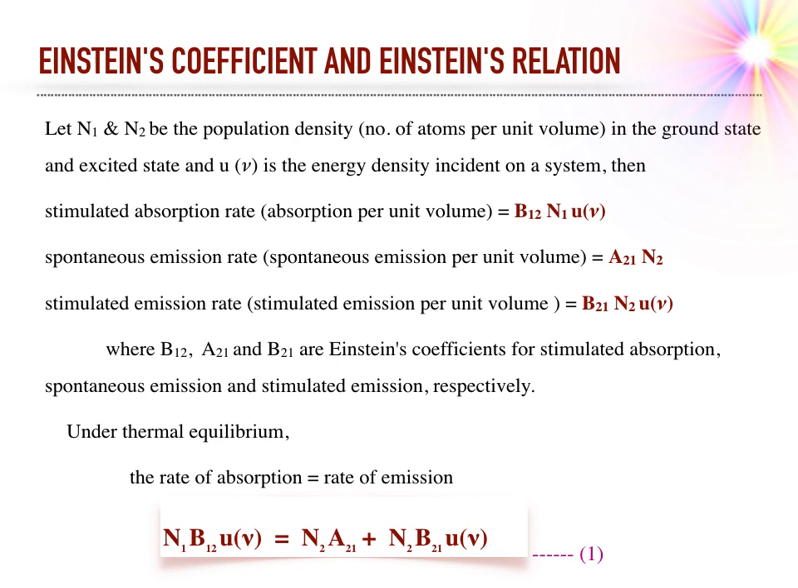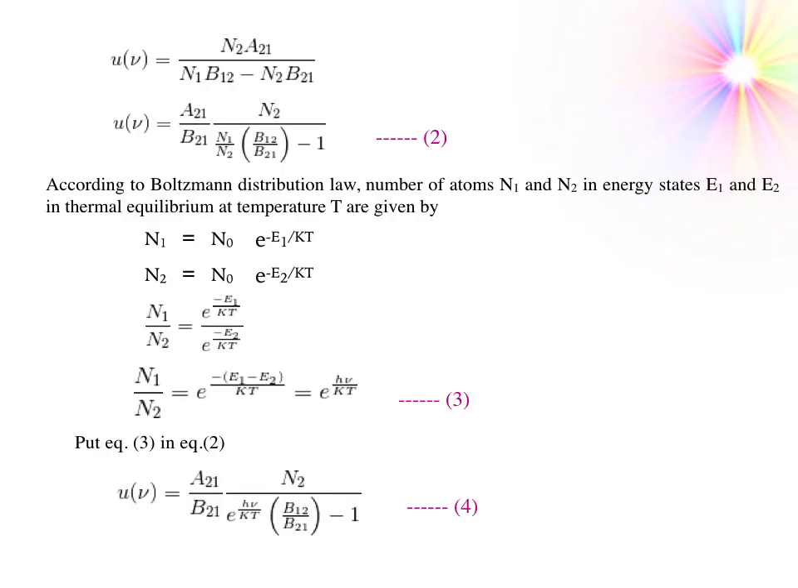As we know, at thermal equilibrium, the absorption rate must be equal to the emission rate. Therefore, we can write N1 B12 U nu is equal to N2 A21 plus N2 B21 U nu. Equation 1. Here, the first term on the right hand side represents the spontaneous emission rate and the second term represents the stimulated emission rate, whereas the left hand side is for the absorption rate. Now, in the next slide, after rearranging equation 1, we get the energy density U nu, which is given by equation 2 in terms of N1 and N2.